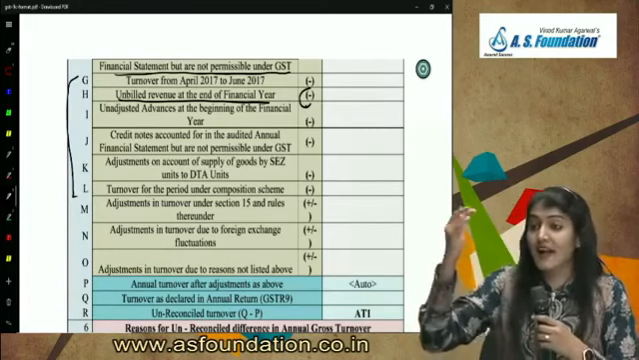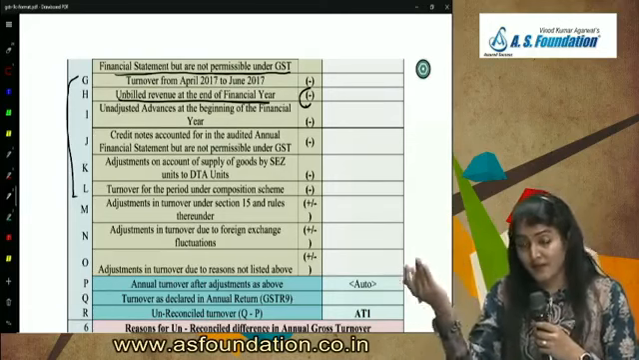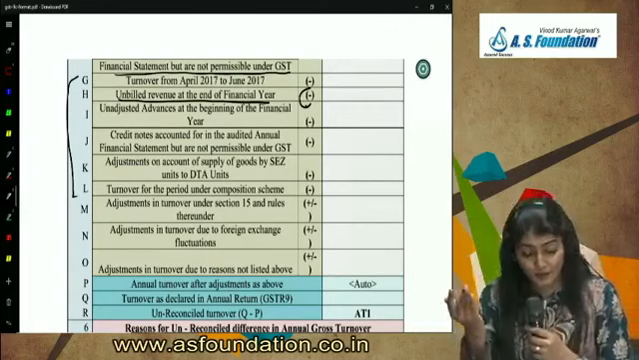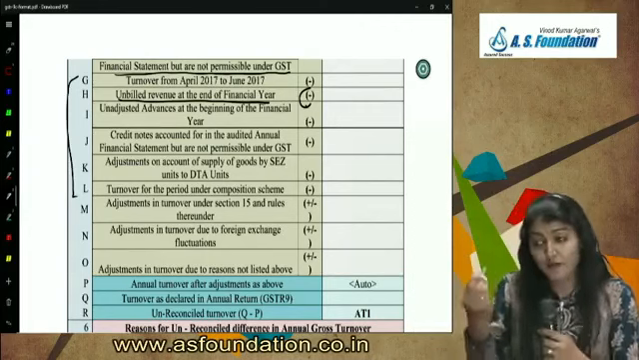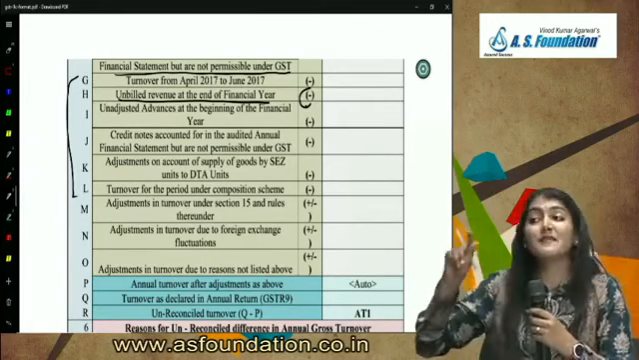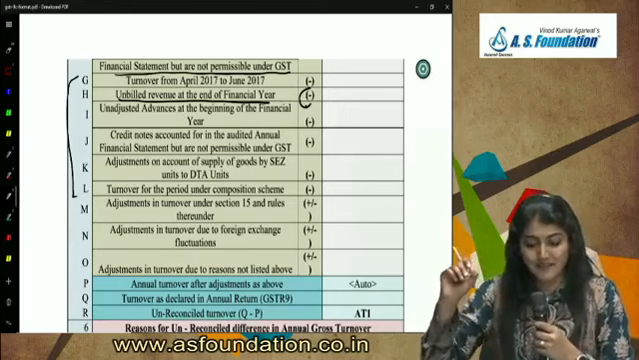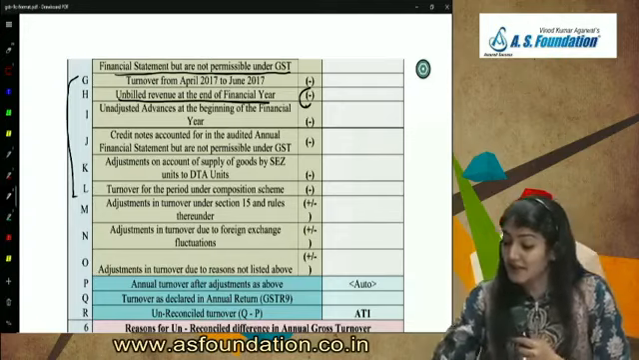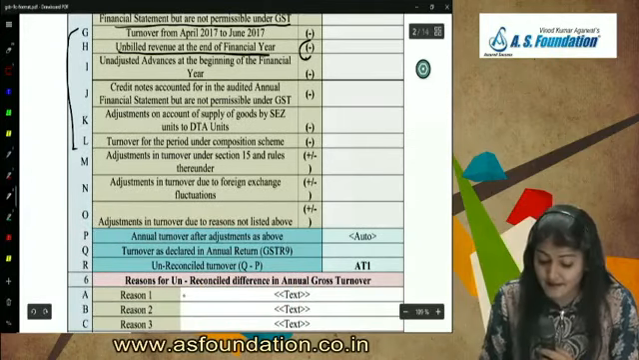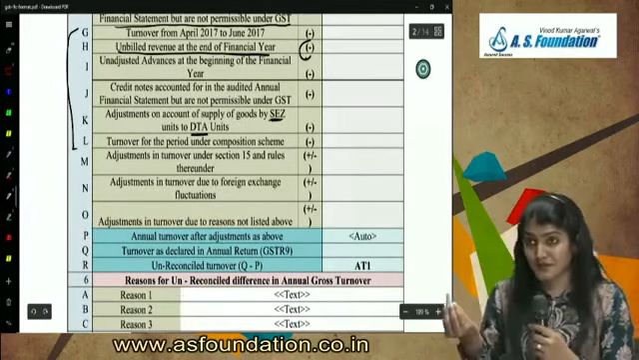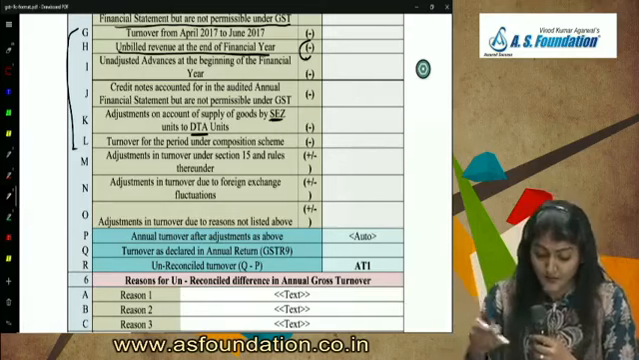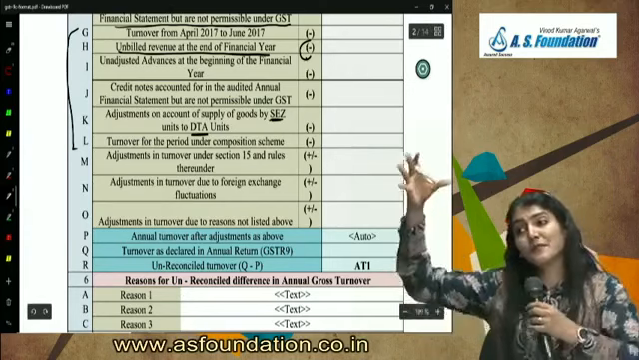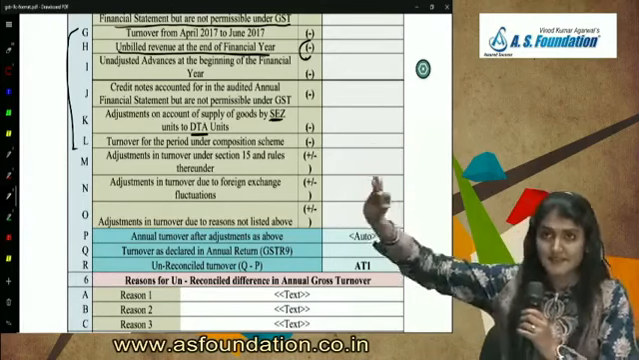Unbilled revenue at the end of the financial year, reduce. Unadjusted advances at the beginning of the financial year, reduce. Credit notes accounted for in financial statements but not permissible under GST. So sales return not allowed under GST, you need to reduce. Then adjustment on supply to the SEZ and DTA units because they are exempt. Again, that you need to reduce. Turnover for the period under the composition scheme, because under the composition scheme we will pay the GST separately.